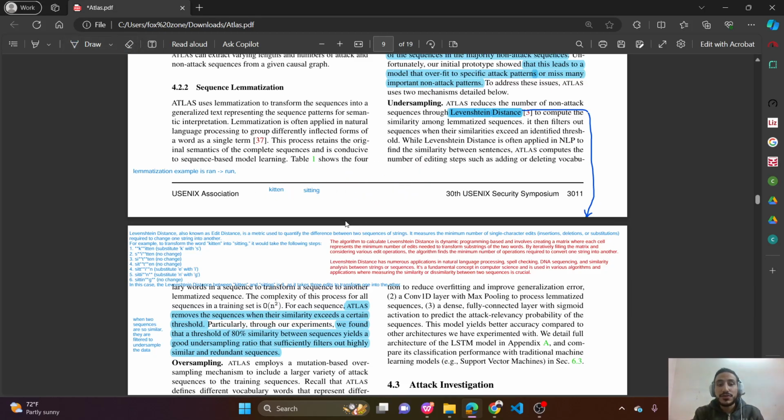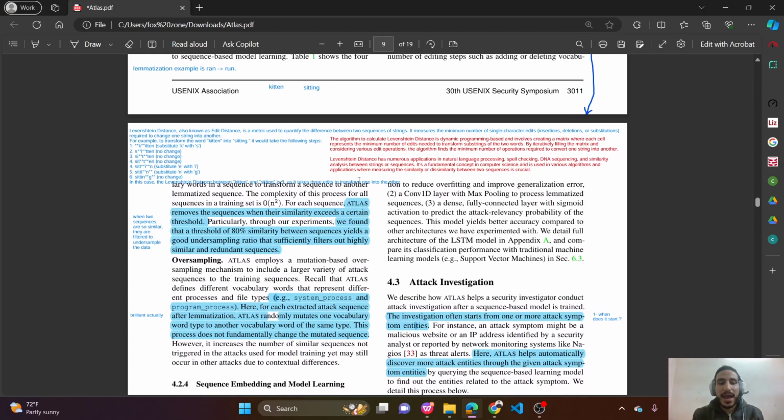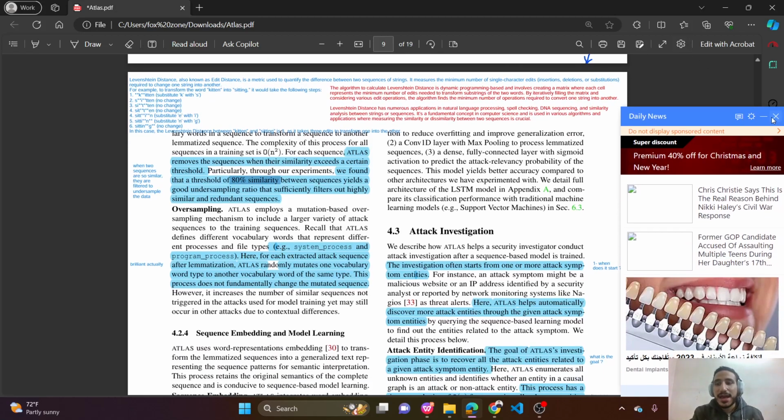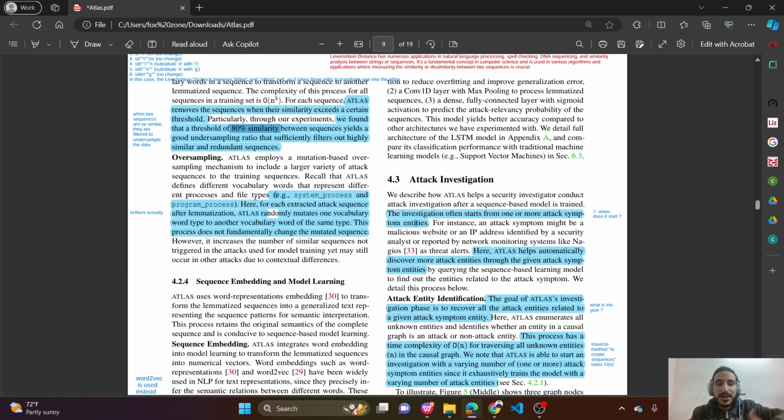This is how I know the similarity, and using this algorithm, I can know how much the sequences are the same. So I can determine whether I can discard or not, based on a certain threshold, which is 80% similarity. If the two sequences are 80% similar or more, I can discard them. So this is how I determine the oversampling and undersampling.